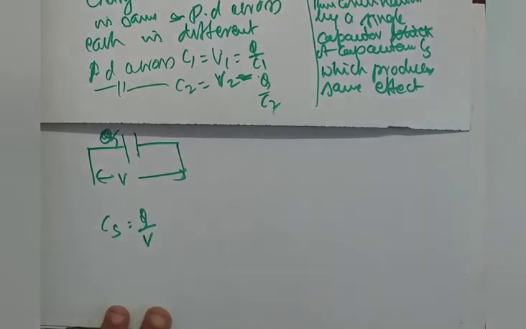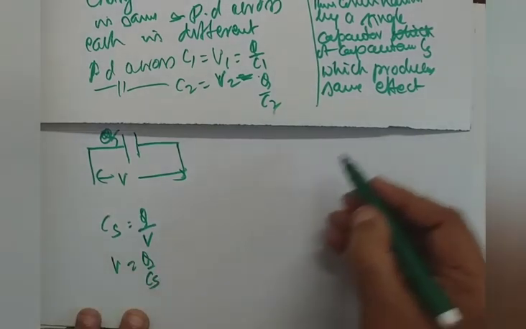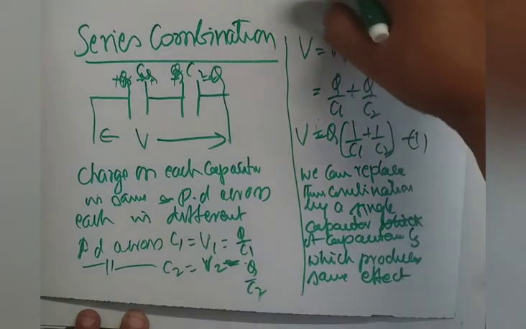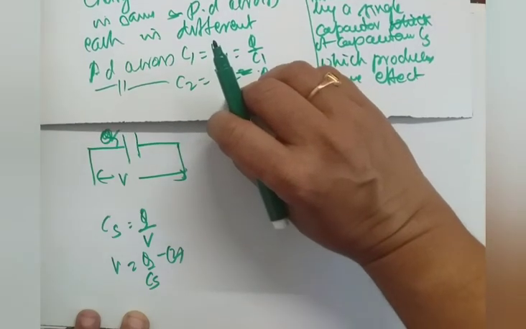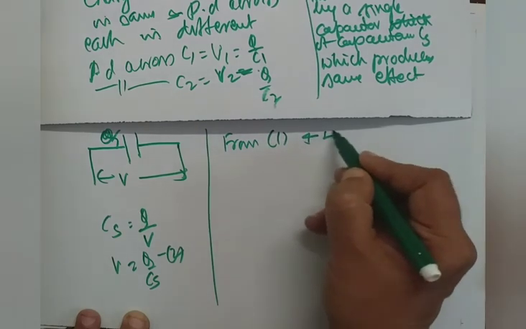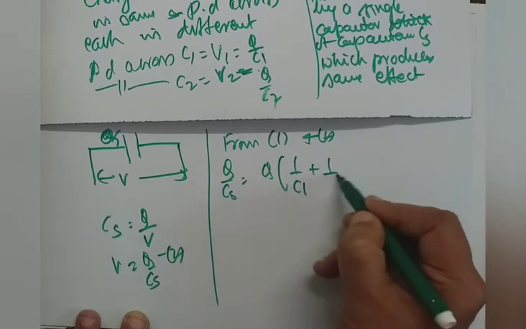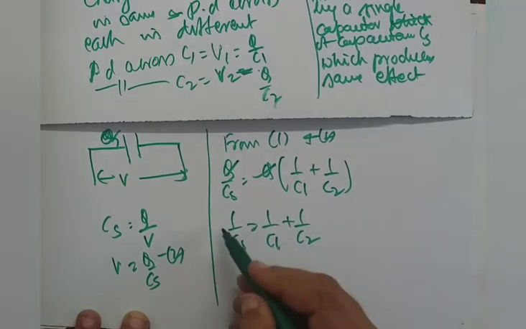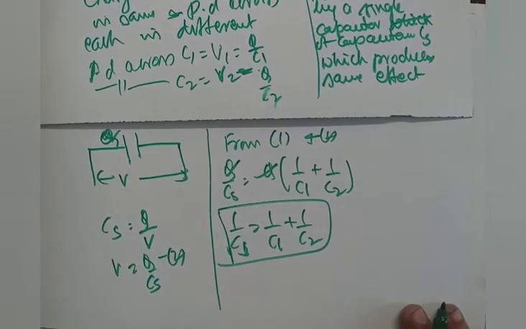We substitute for this. Now we can write V as Q by CS. We equate it to equation 1, what we have already written. So we call this as equation 2. Now from 1 and 2 we write, Q by CS equals Q into 1 by C1 plus 1 by C2. Cancel this. 1 by CS equals 1 by C1 plus 1 by C2. This is the expression for effective capacitance of series combination of capacitors.